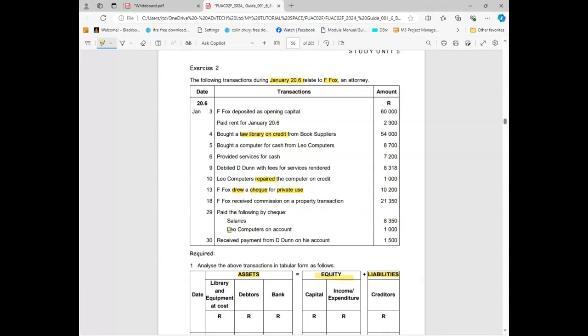We paid Leo on account, by bank. Then would you open an account for Leo Computers? Leo would fall under a certain account. Do we owe Leo or do they owe us? When they say on account, it means we are paying them because we owe them. I don't know if it makes sense. So it means creditors control. Yes, we owe them. So meaning creditors control.